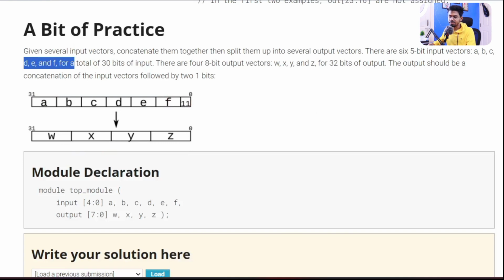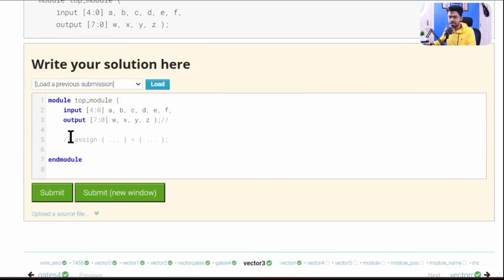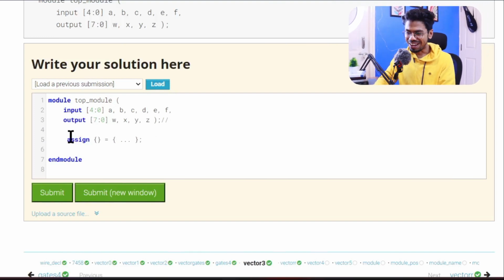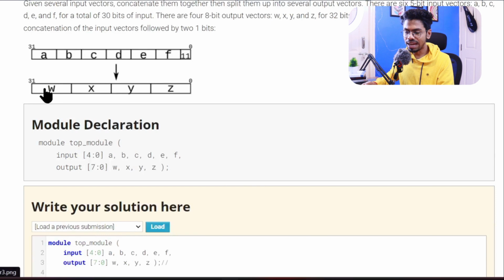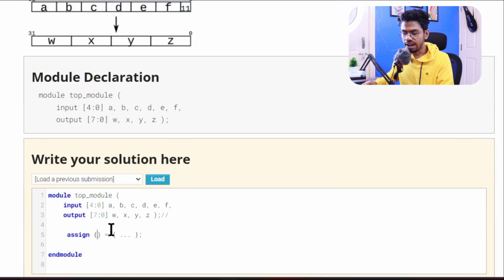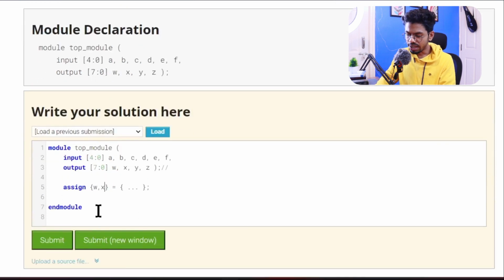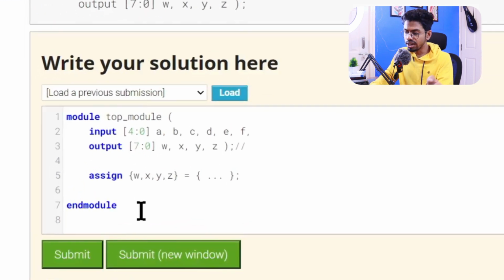Let's do it then. They have given us some hints here. I want to assign, and for concatenation these curly braces are used. So it's simple, I'll write from the picture only. I can see I need to assign w, x, y, z to these six. So here I'll simply write w, x, y, z, and then w, x, y, z should get assignment from a, b, c, d, e, f.